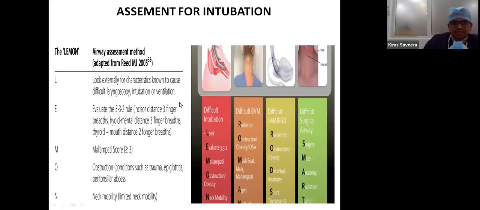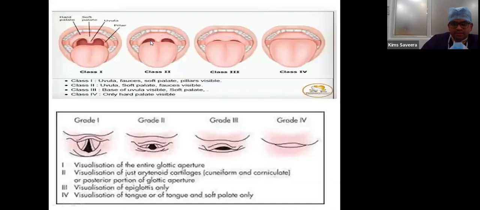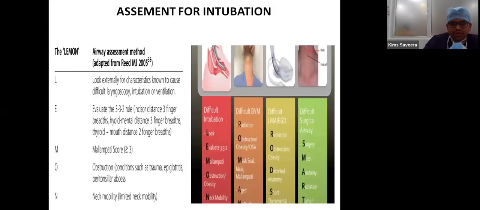We want to assess the airway before we intubate. The simple mnemonic we can use is LEMON. Look externally at the face for any trauma or any difficulty, and evaluate using the simple 3-3-2 rule. The inter-incisor distance is 3 fingers, the hyomental distance is 3 fingers, and the thyromental distance is 2 fingers, and Mallampati scoring, and obstruction such as peritonsillar abscess, and neck mobility.